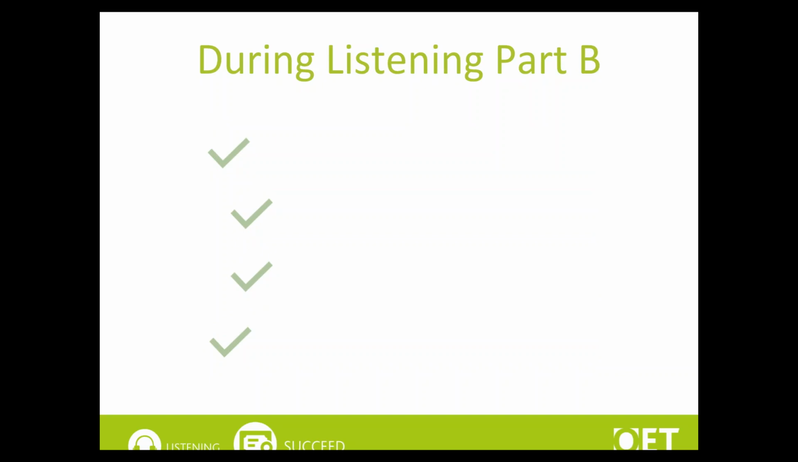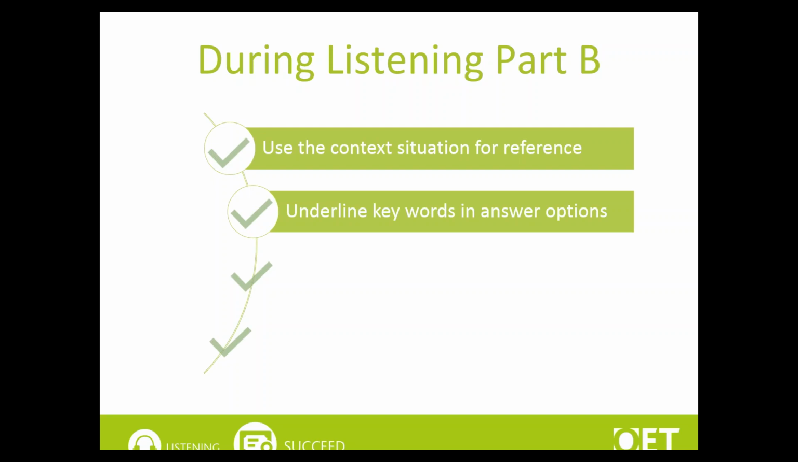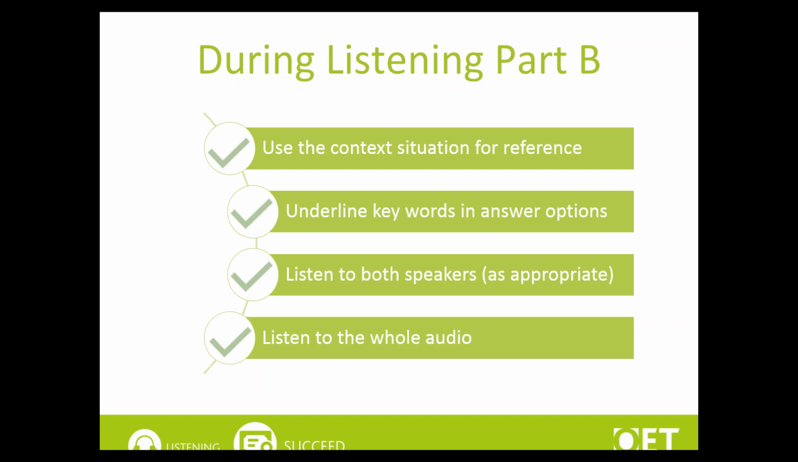In listening part B, use the context situation to help you start imagining the communication you will hear and the vocabulary that will be included. Read the answer options carefully and underline key words which are going to help you identify the correct answer. If the extract includes 2 speakers, make sure you listen to what they both say, as you may need to understand a combination of their responses to choose the correct option. Listen to the whole audio. Try to check all of the options by listening for information that proves each one is correct or incorrect.